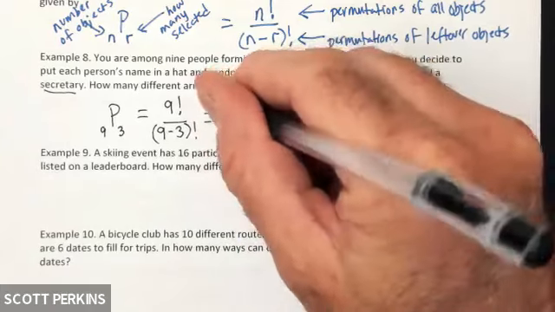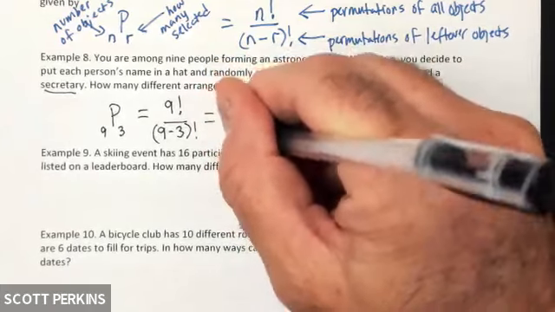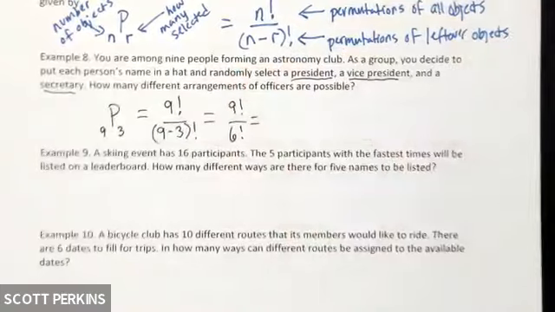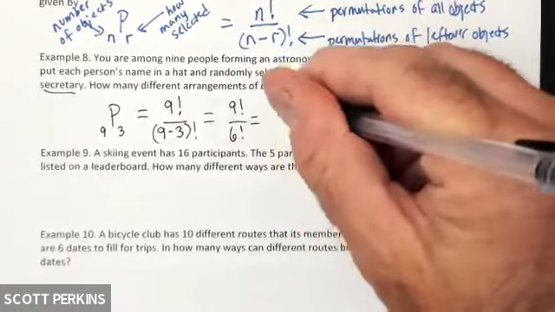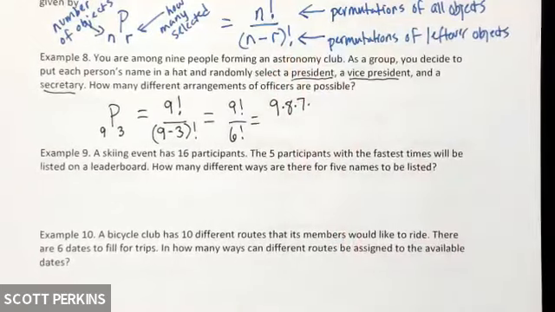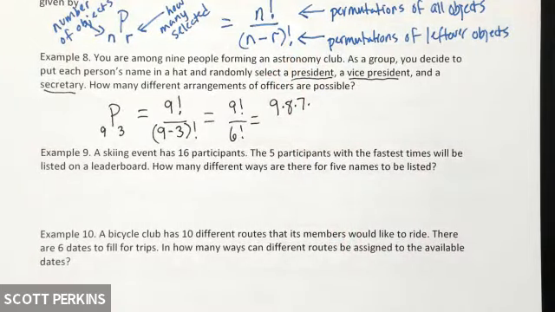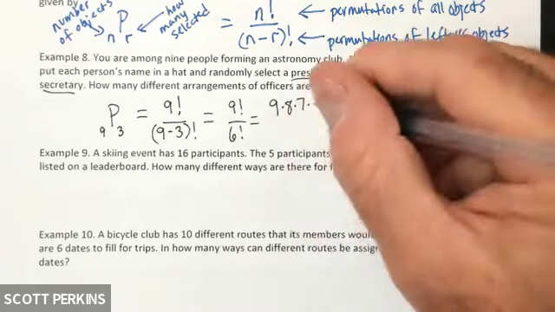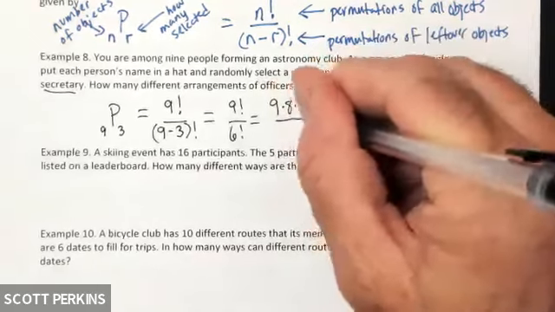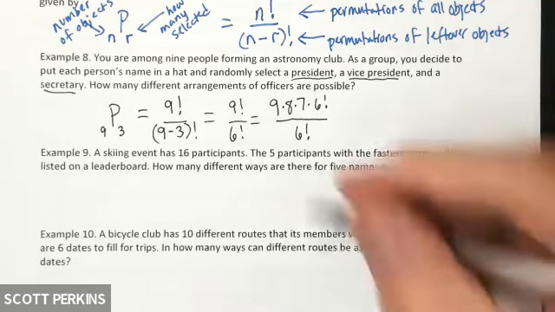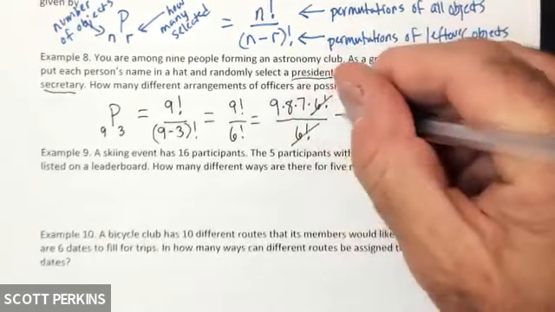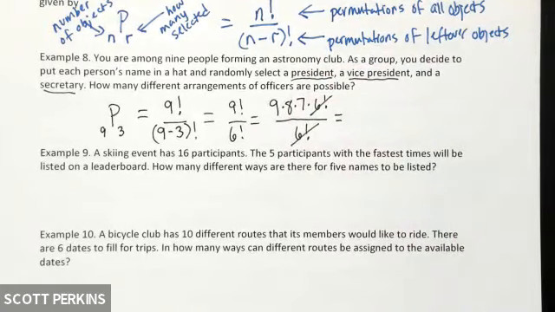Okay, the top is 9 factorial. The bottom is 6 factorial. So this is the shortest way I can show you to do this calculation. 9 factorial is 9 times 8 times 7 times 6, 5, 4, 3, 2, 1. 6, 5, 4, 3, 2, 1 is just 6 factorial. The reason I stopped there is because I have a 6 factorial in the denominator. I can now cancel those, because they're the exact same thing. So I can cancel the 6 factorials, and so the answer is 9 times 8 times 7.